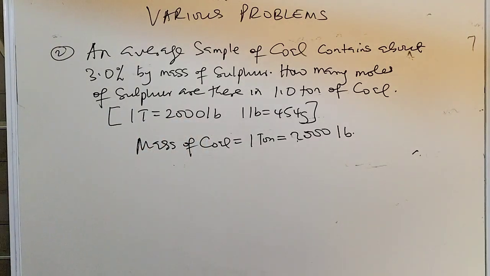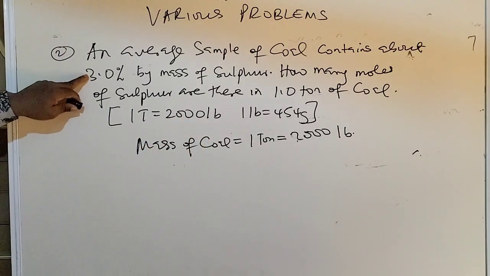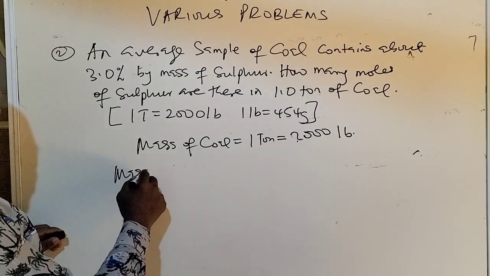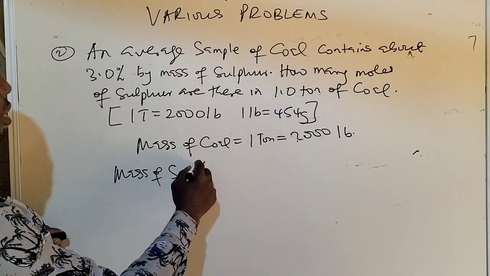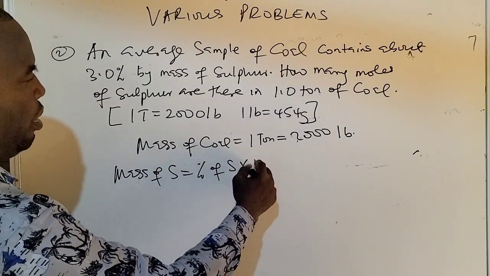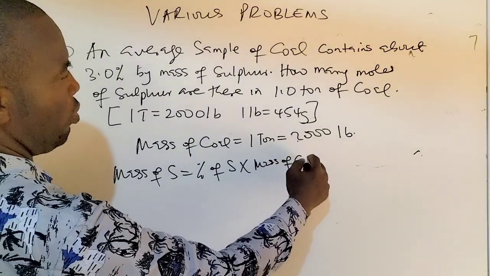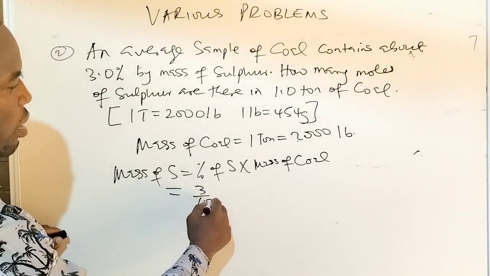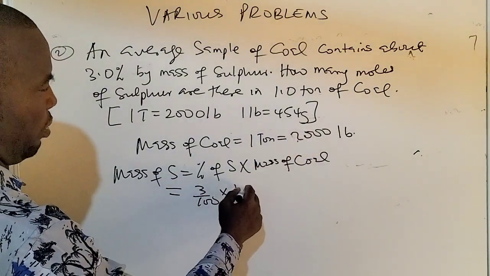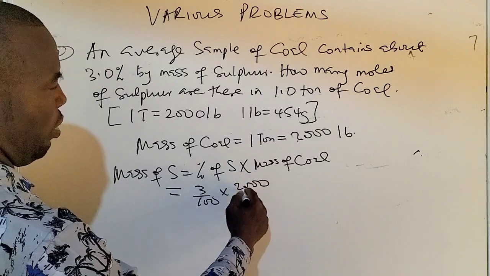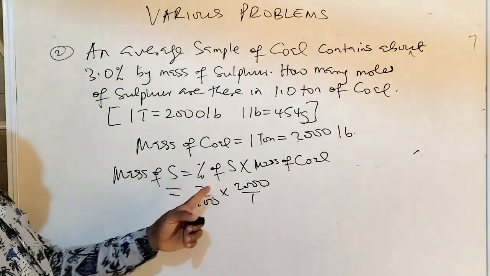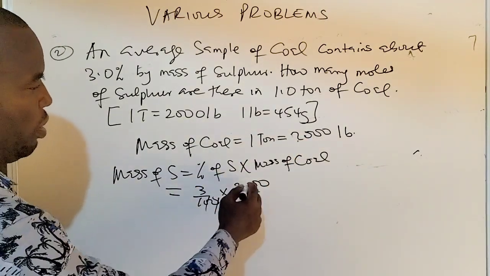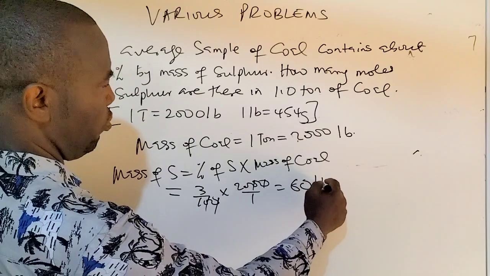So having done that, let's find the mass of sulfur in the coal. The mass of sulfur in the coal becomes percentage of sulfur times mass of coal. So that becomes 3%, that is 3 over 100. The mass of coal is 2,000 times 2,000 over 1. And remember that we are working in pounds in this. So after this, we'll now get 60 pounds weight.